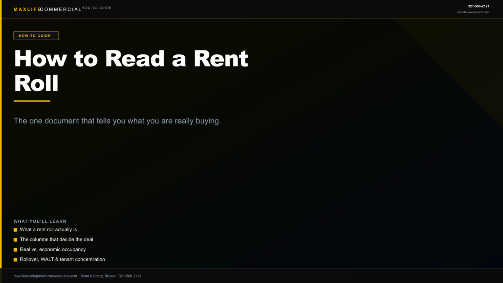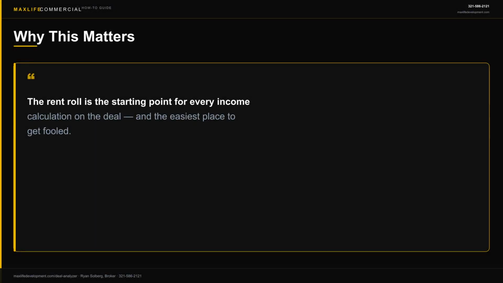Let's go. Here is why this matters. Every number on a commercial deal, the cap rate, the price, your return, starts with the income. And the income starts with the rent roll. It is a tenant-by-tenant snapshot of who is paying, how much, and for how long. But here is the catch. The rent roll is the seller's version of the story. A good one shows you exactly what you are buying. A bad one hides the problems behind clean formatting. Your job is to see past the layout and pull out the 5 things that actually move the deal.